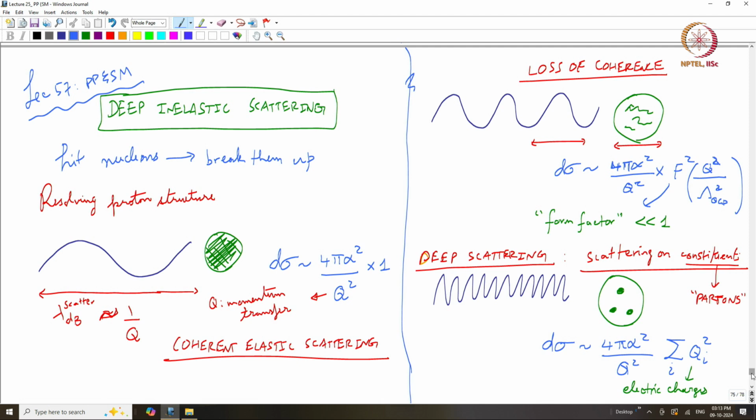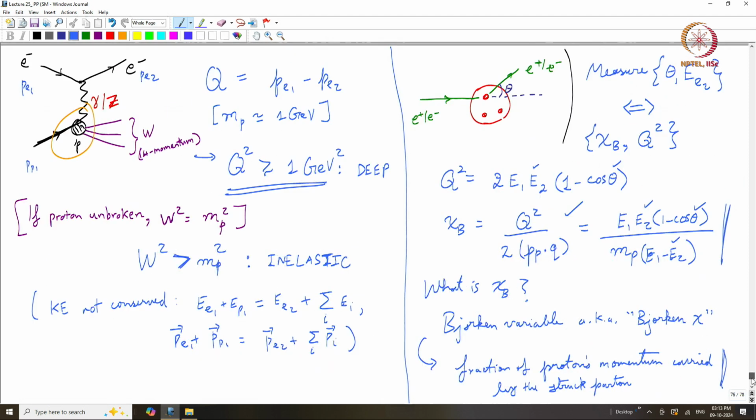It means the de Broglie wavelength of the scattering probe that we use is small enough that you start resolving the constituents of your proton or neutron, okay. And why inelastic? That is because when you start doing that, you actually start breaking up your nucleon, and so that means kinetic energy will not be conserved in this process, right.